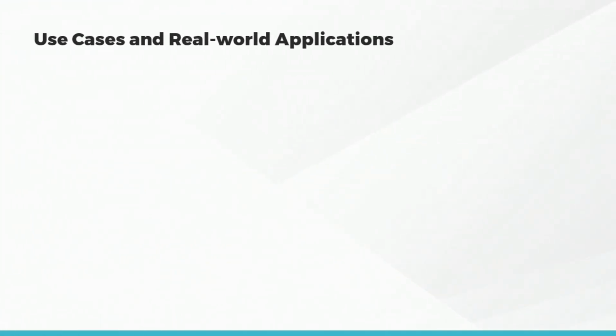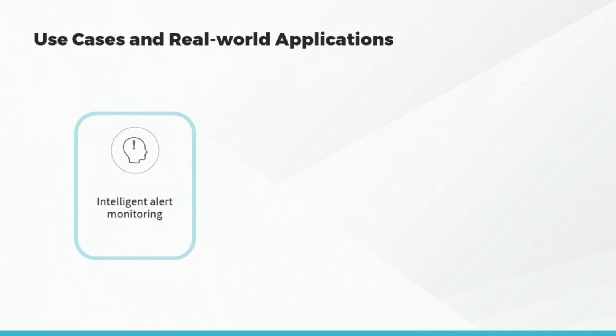AI and IT automation offer practical solutions to common challenges that are faced by IT operations teams, with lots of use cases across various industries. For example, we need to have intelligent alert monitoring, and that means automatically triaging and prioritizing alerts based on their severity and business impact. And that can enable IT teams to focus their attention on the most critical issues first.